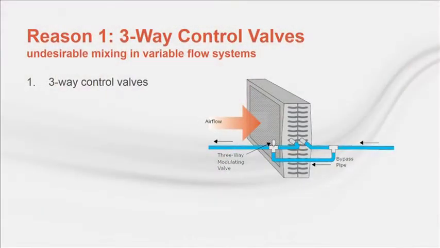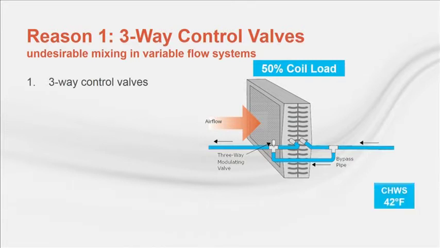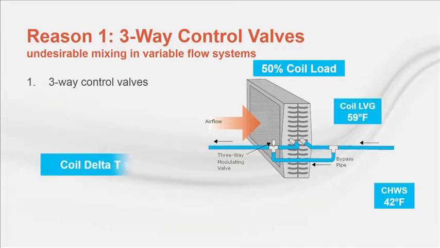One common cause of low delta T is 3-way valves. Let's see how a 3-way valve destroys system delta T. For this example, we'll take a simplified look at a coil with 50% airside loading. With nice cold 42-degree chilled water, the coil returns 59-degree leaving water for a 17-degree coil delta T.